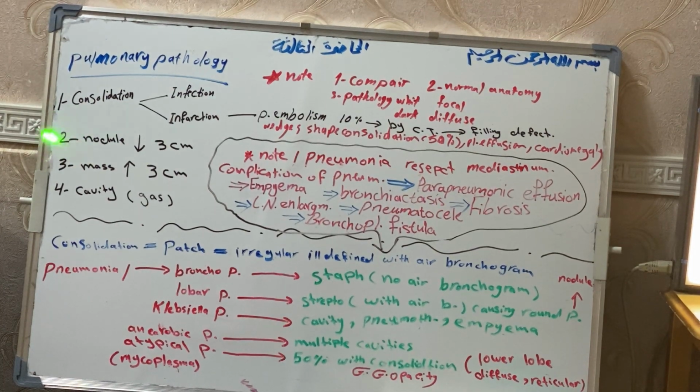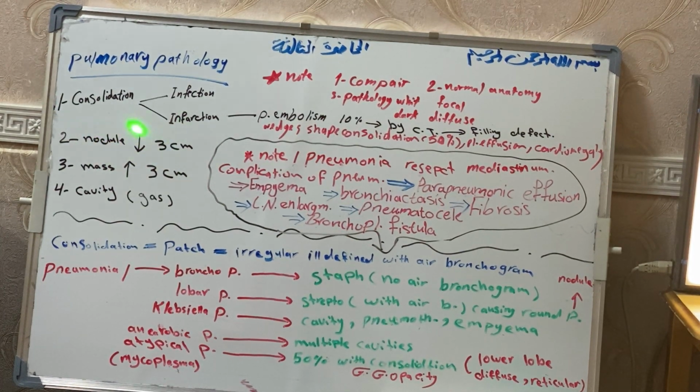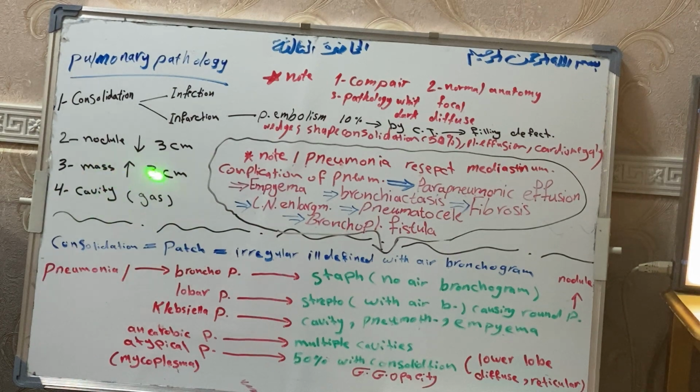What about the second? The nodule. Any abnormal opacity below 3 cm will be a nodule. Third is the mass. Any abnormal pathology more than 3 cm is a mass. Then the cavity. Any increased gas in the lung will be a cavity. And we will discuss the cavitary lesion in the lung in the next lecture.